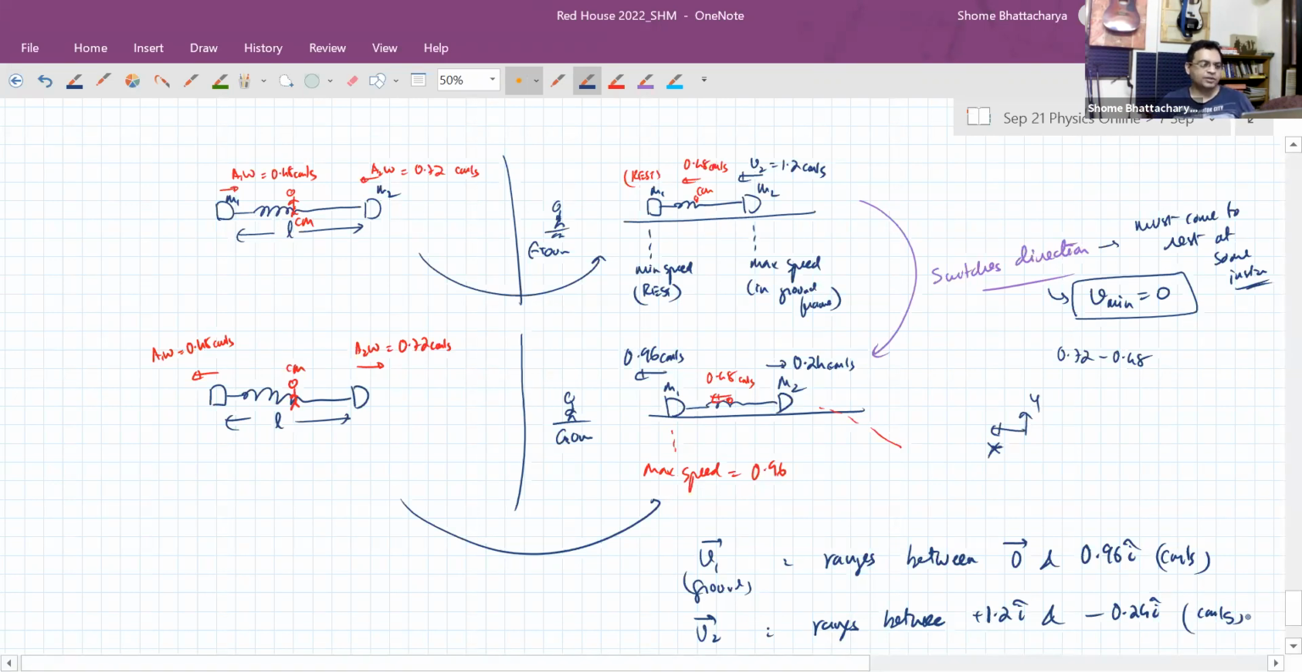Whereas when you look at them in the center of mass frame, their motion is very simple. They're doing SHM. Their motion ranges between extreme position furthest away and extreme position closest, and they cross the mean position where they have either coming in towards the center of mass A1 omega and A2 omega, or going away from center of mass A1 omega and A2 omega.